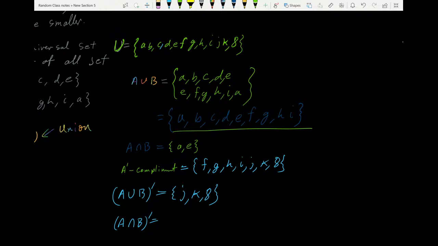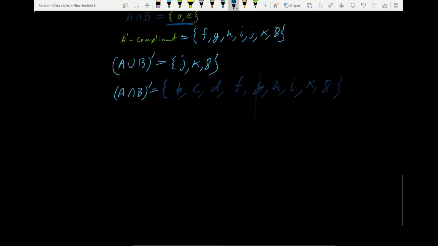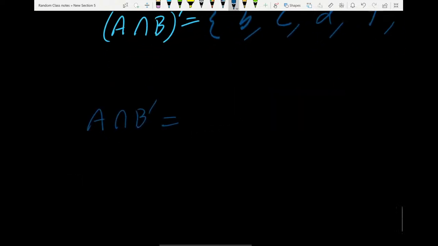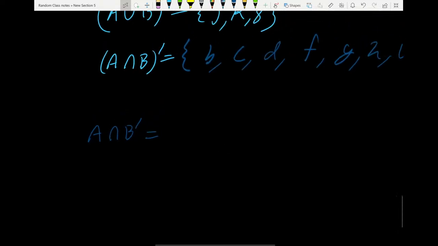All right. So let's try this one. A and E are these. And what do I have left? B, C, D, F, G, H, I, J, K, and 8. Okay. All right. So let's try this one now. This is the hard one. B complement. All right. A intersect B complement. A intersect B complement. Try that.